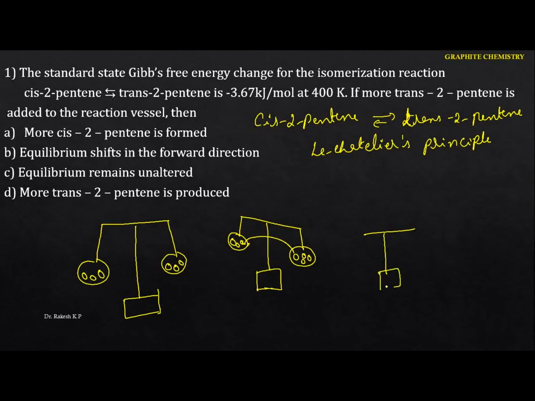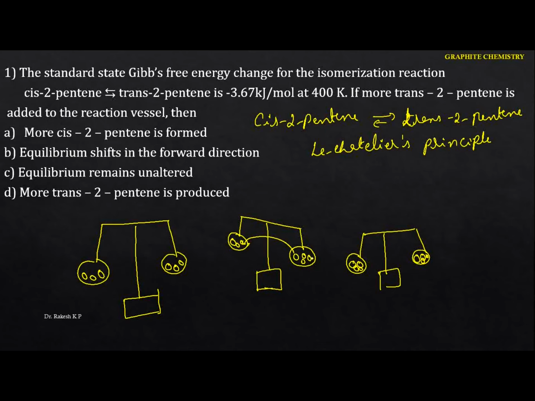Identify this one here: I am adding the product, increasing its concentration, and after some time it attains equilibrium by shifting like this. Here you increase the concentration of the product, initially you get this, and after some time it attains equilibrium.